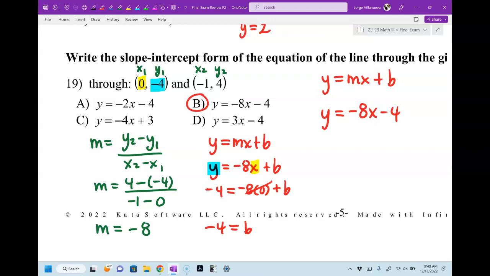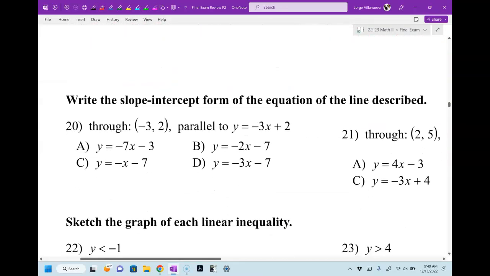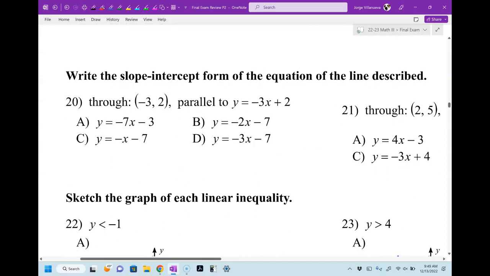All right, number 20. The next one starts to move a little bit faster here, if I'm correct. Number 20 says to write the slope-intercept form of an equation of the line described. They want an equation that is parallel to this. Now, remember, if something is parallel, that means they have the same slope. Notice this has a slope of -3. Which equation has a slope of -3 as well? D. So instead of doing any work, just pay attention to it, okay? So the answer would be D because they have the same slope.